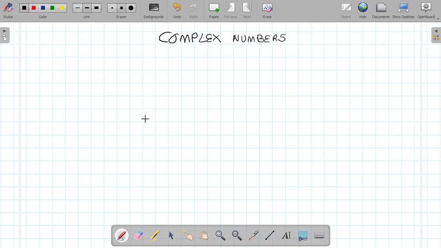So now, having talked about that, let's talk about the general form of a complex number. What is the general form of a complex number?